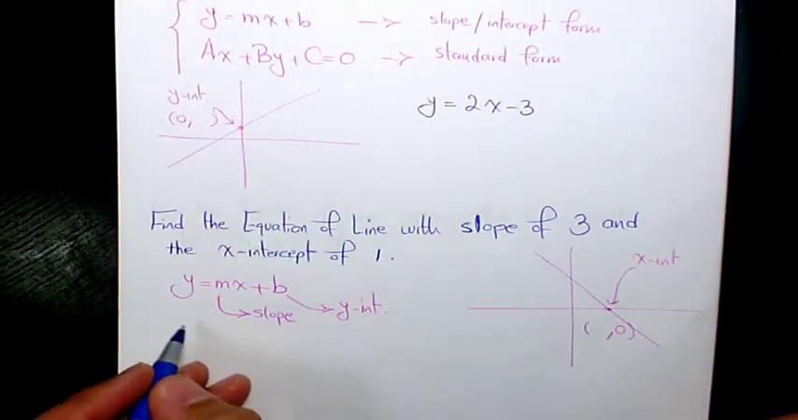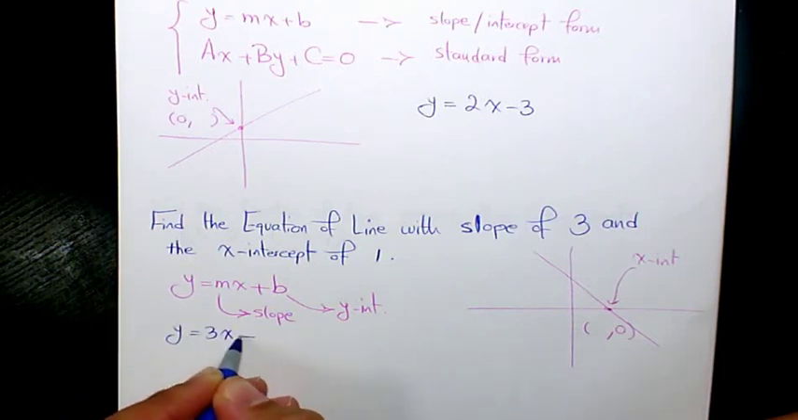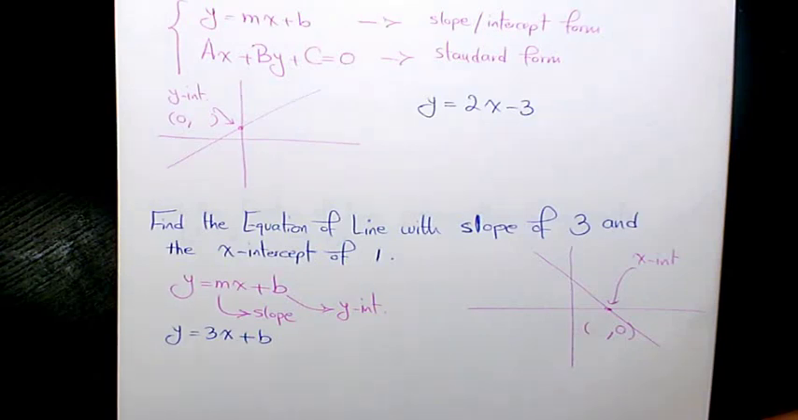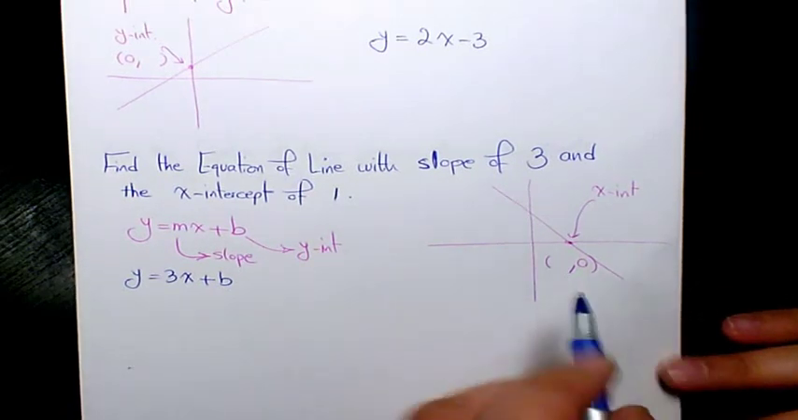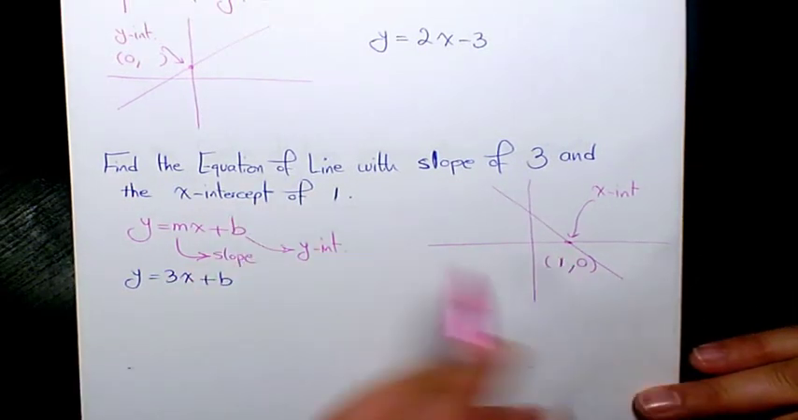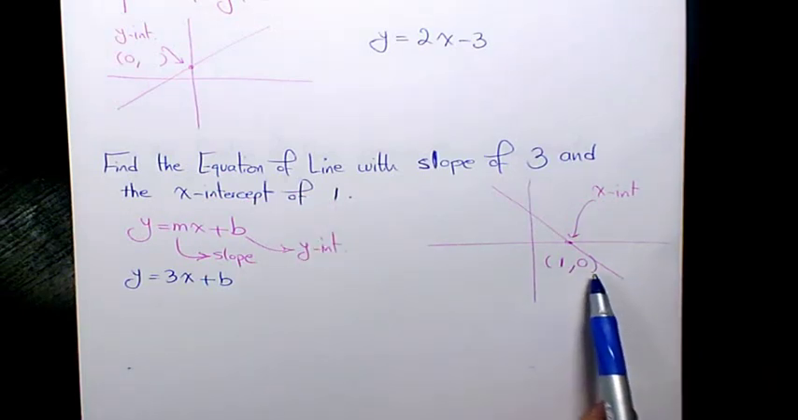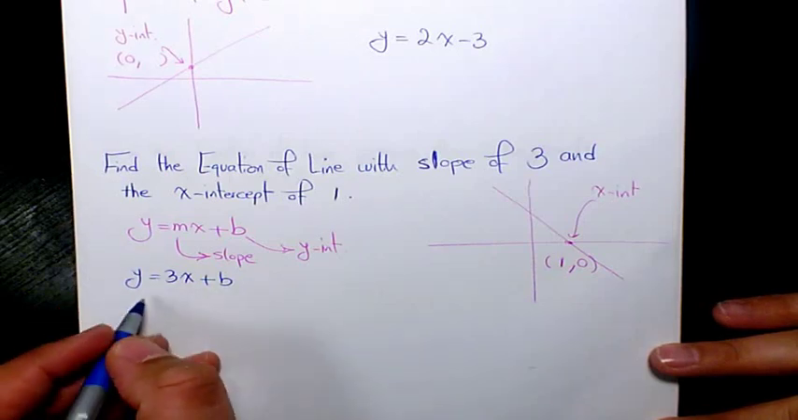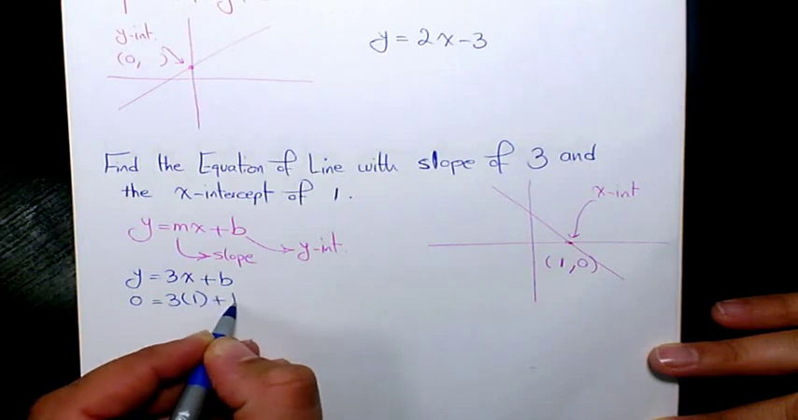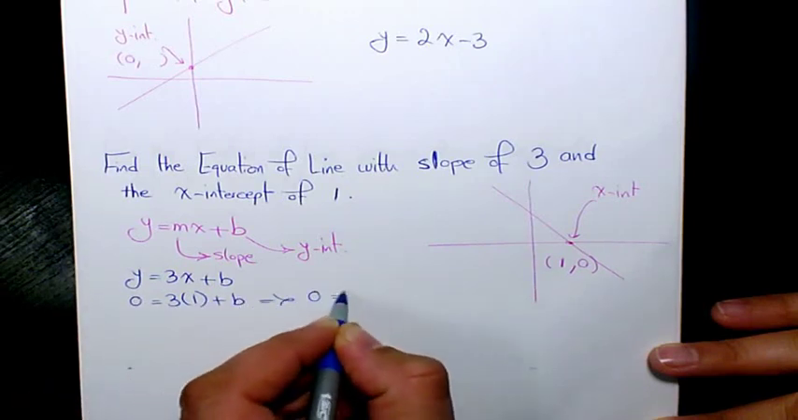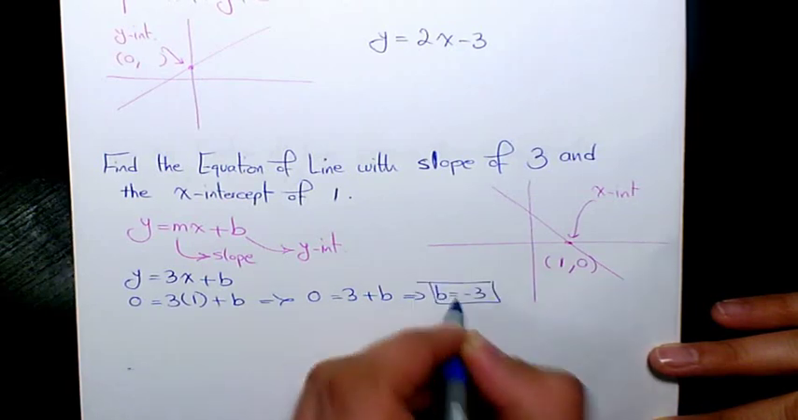So the slope is given. I'm going to write y equals to 3x plus b. And then, since the x-intercept is given, I'm gonna sub this point in the formula. X-intercept 1, it means that it's 1 and 0. X is 1, y is 0. I sub it in here. 0 equals 3 times 1 plus b. It means that 0 equals to 3 plus b, and it means that b equals to -3.